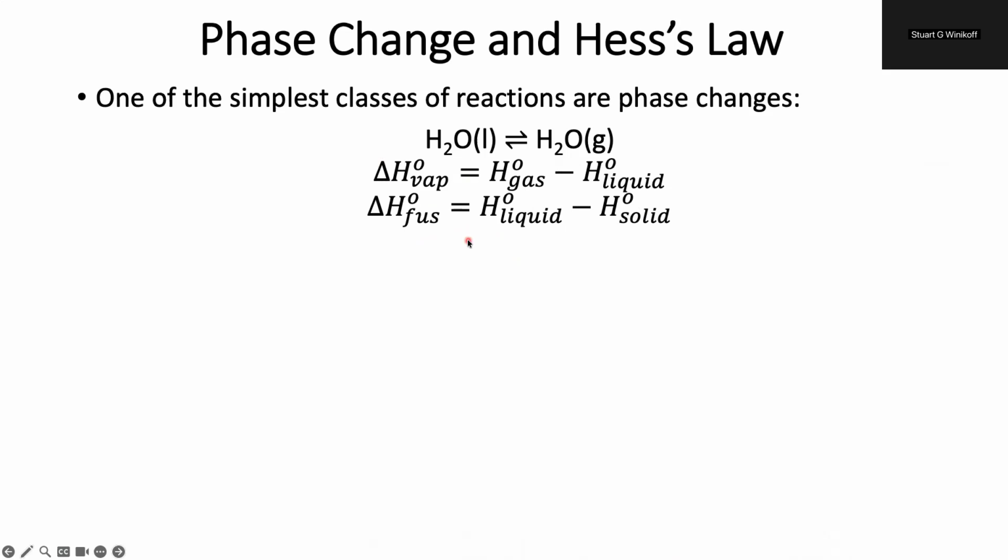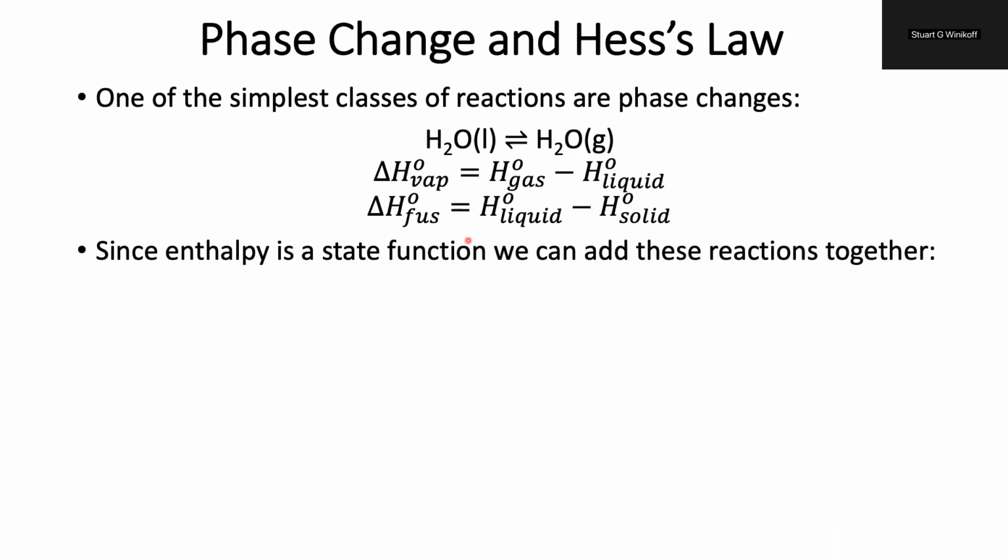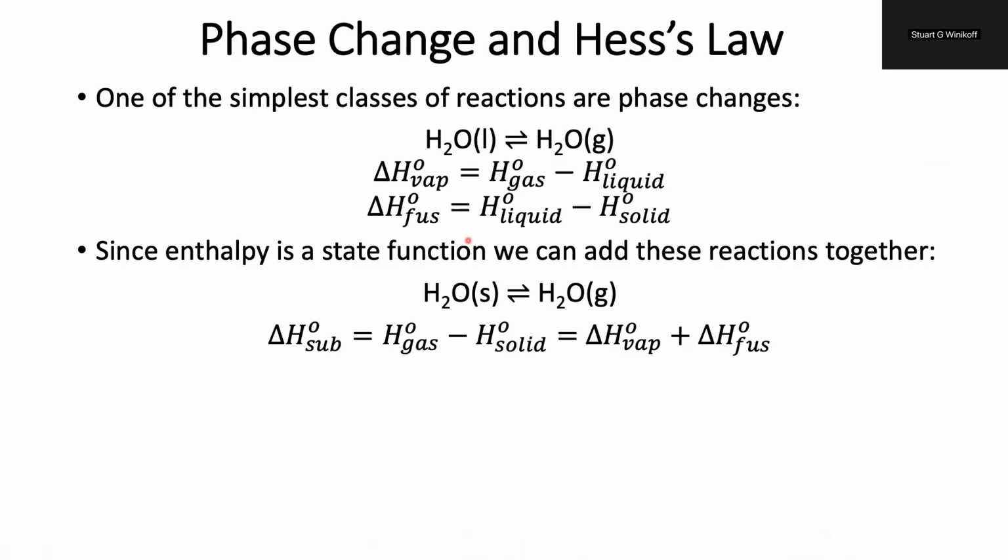Now, one of the really useful things we can do is use enthalpy as a state function. So as long as I know the initial state and the final state, it doesn't matter how I get there. So this means we can often add together reactions as long as we have the right initial and final state. So for example, I can look at a sublimation reaction, which is water going from ice or solid to water vapor or gas. Now I can get this by going through that liquid intermediate. So the change in enthalpy of sublimation will be the same as adding together the enthalpy of vaporization plus the enthalpy of fusion.